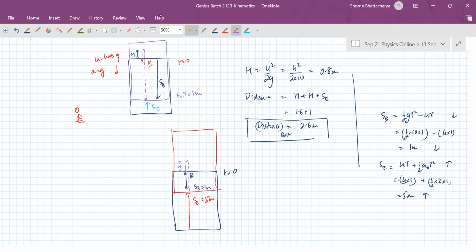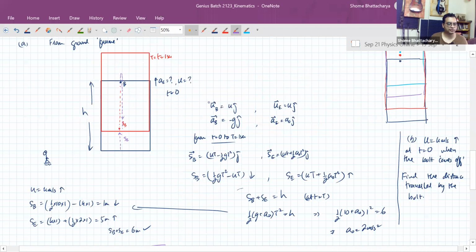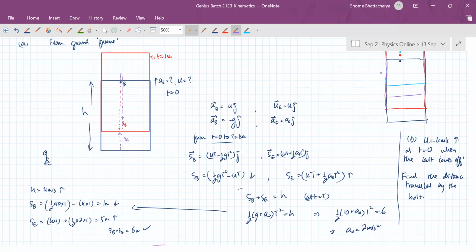So can you go up a little? Up. Yeah. Yes, sir. So this is part A solved in the ground frame, right? You want to see this or the non-inertial, I mean this one, relative motion? This one. Okay. Sir, done. Yeah.